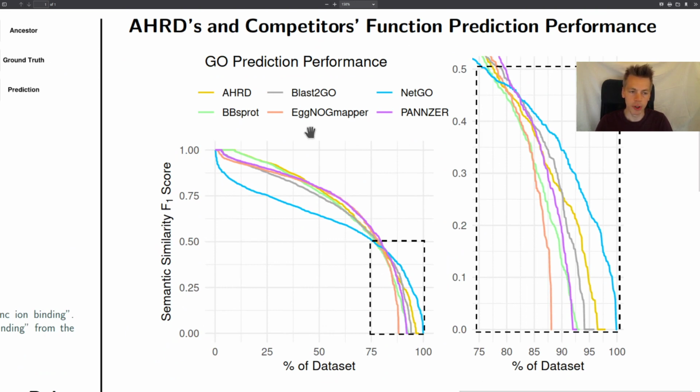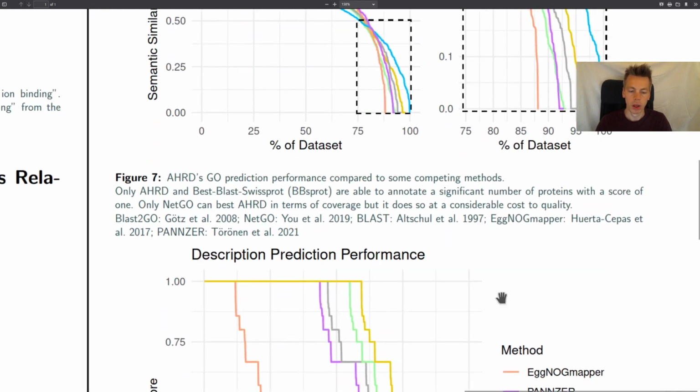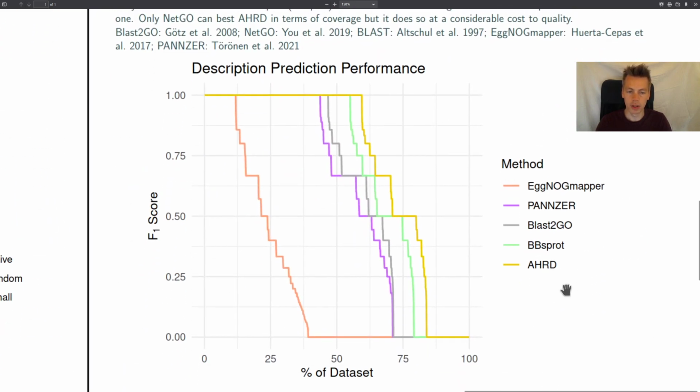We annotated the 1,000 proteins using AHRD and some competitors, and we ordered these predictions by their score. And as you can see here, only AHRD and Best plus SwissProt are able to annotate a significant number of proteins with a perfectly matching annotation. In terms of coverage, only NetGO is able to beat AHRD, but NetGO does so by trading a lot of the quality in the predictions. We, of course, also annotate descriptions, and here AHRD has the highest number of perfect predictions and also the highest coverage.